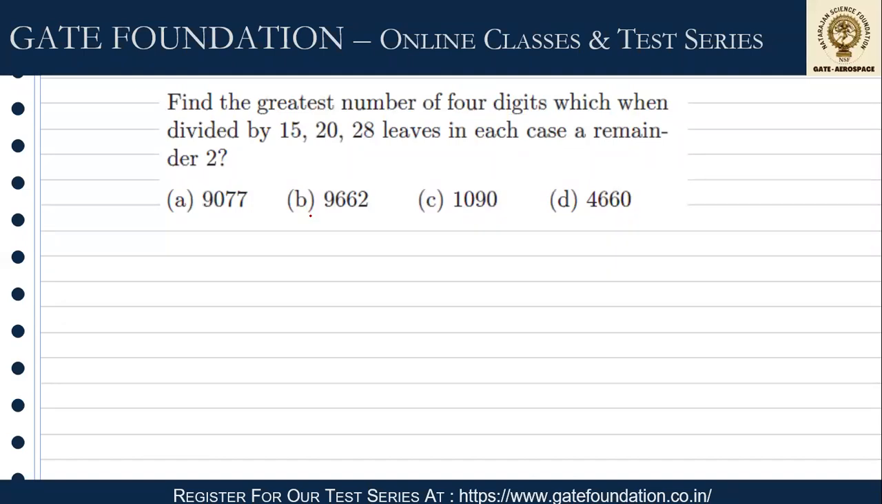Well, let's have a quick review of how we can solve this. So you are supposed to find out the greatest number of four digits, which when divided by 15, 20, and 28 leaves in each case a remainder of 2. So since you are supposed to divide this number, just 1 minute.